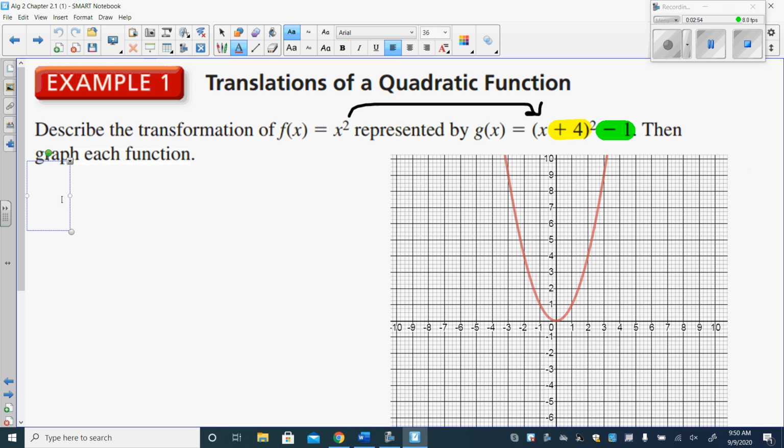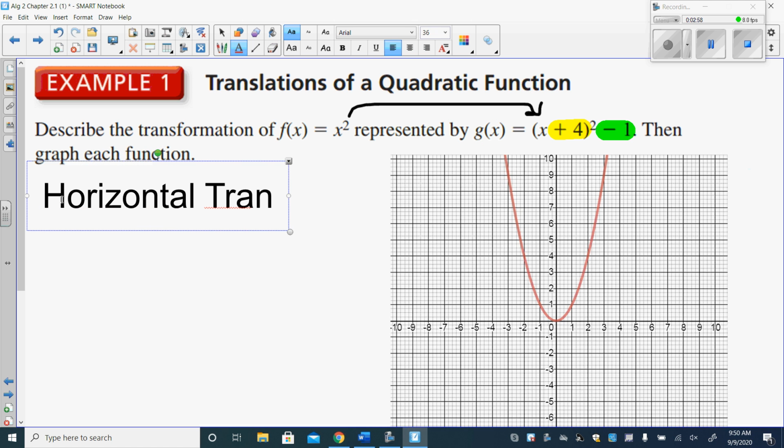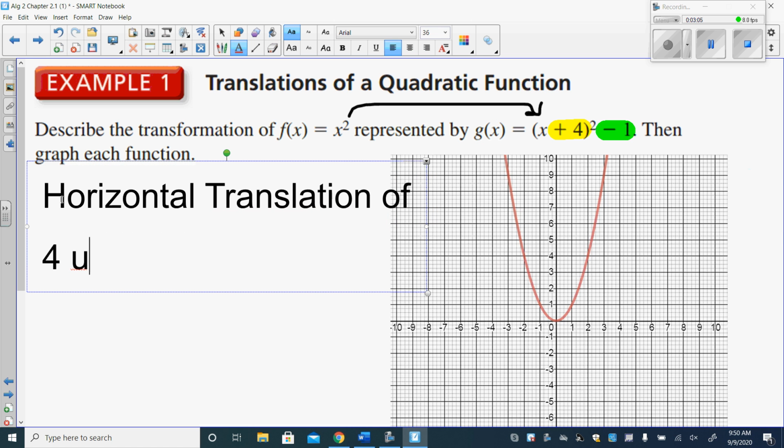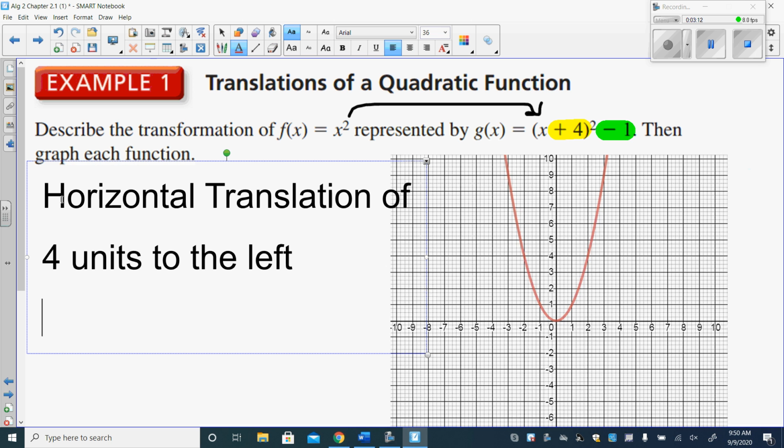So the plus 4 inside tells me that I have a horizontal translation of 4 units to the what? Because since it's plus, it's moving to the left. Now, we also have the minus 1 outside. So the minus 1 outside represents our k, so it's going to be a vertical translation.